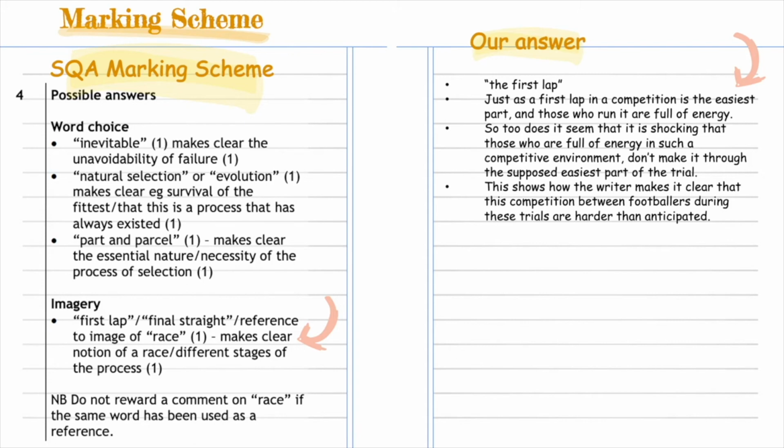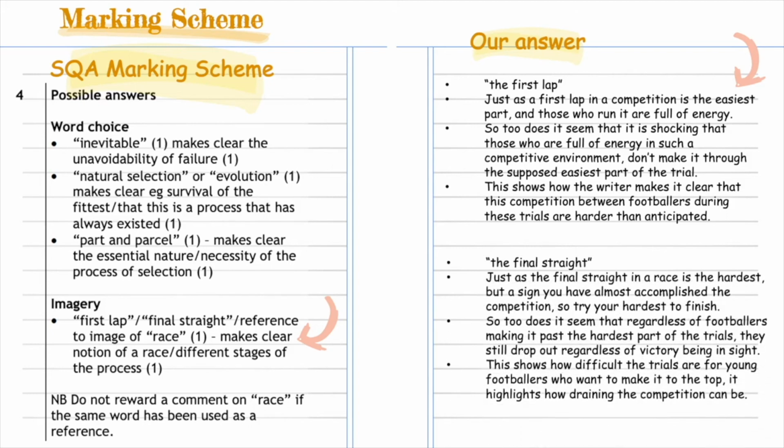The next part, if you can see, it says final straight. We've identified that and we've successfully linked back because we see how it highlights how draining the competition can be. So we get 1 mark for the final straight and we get another mark for linking back as well as analysing successfully. This means that we are getting 4 out of 4 marks.